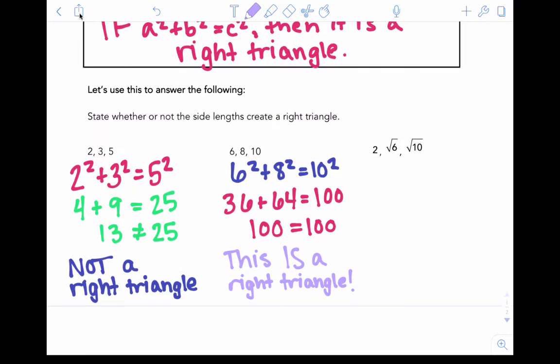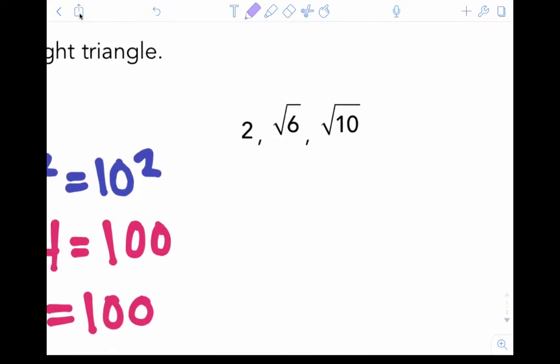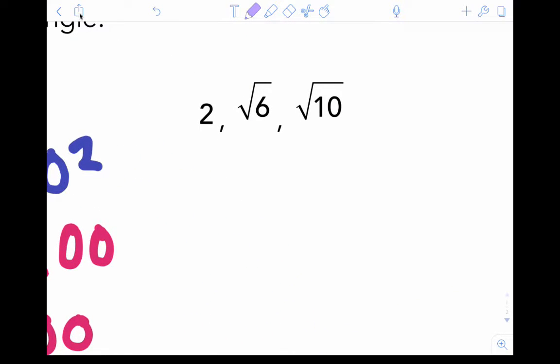All right, let's try one more: 2, square root of 6, and square root of 10. When you have numbers like this, you need to make sure you're really paying attention to what the value of these numbers are. Don't just look at the number inside of the square root sign and say, oh, square root of 10 is the largest. You need to figure out exactly what they equal, because the square root number isn't always going to be the largest.